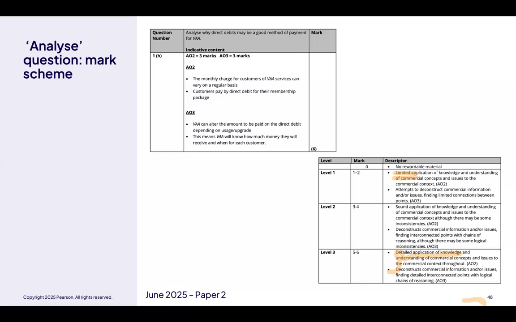Can I show you level 2? Look at the second bullet point in level 2. This is where it's talking about deconstructs commercial information and issues, finding interconnected points with chains of reasoning. And if you look at the box under level 3, deconstructs commercial information and issues, finding detailed interconnected points. That's where it needs 5 linked strands of development. So the first bullet point relates to AO2, the second bullet point relates to AO3, and that's how those level mark schemes work.